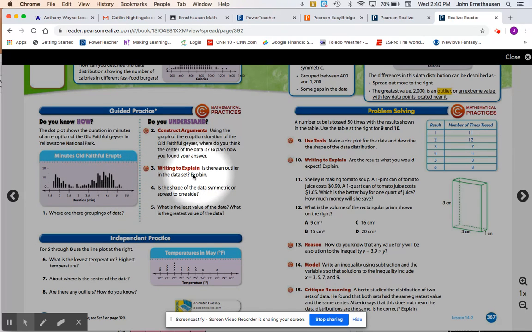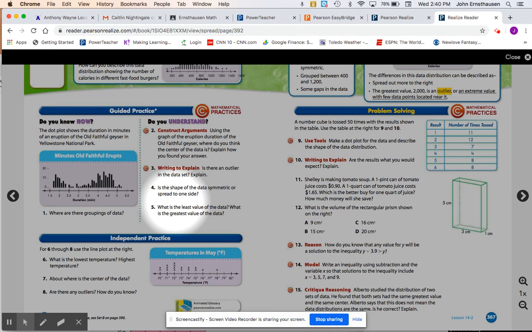Is there an outlier in the data set? There really is not. There's nothing that's way out there that doesn't belong. The range here is relatively small. Is the shape of the data symmetric or spread to one side? It's really hard to tell with this data set, but there's more data on the right, and that means that we're sort of spreading it out to the left. I'll make mine more obvious when I'm giving you something for a grade.